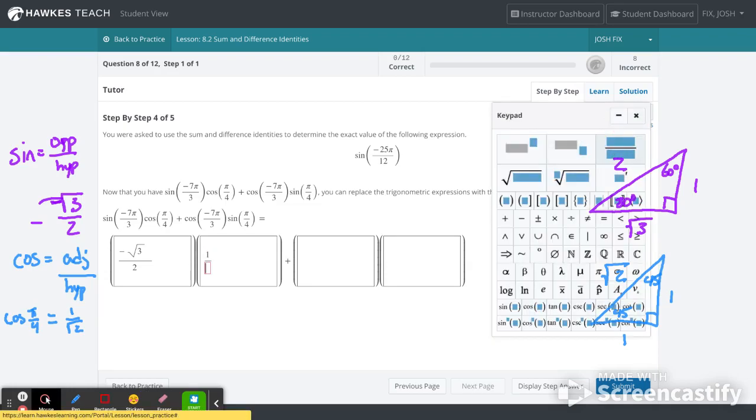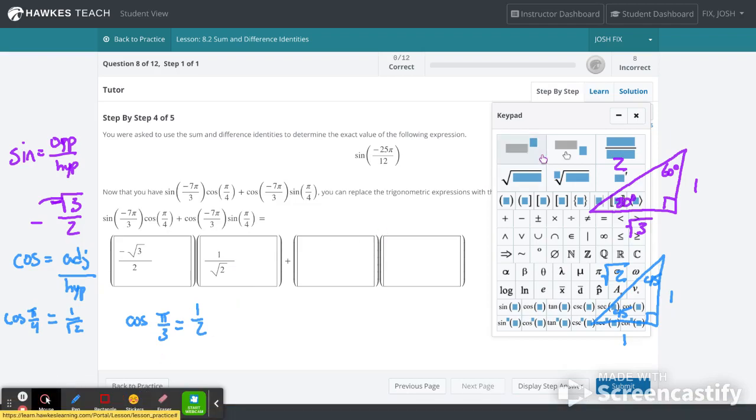So it'd be 1 over the square root of 2. Okay, then over here, now we're doing the cosine of the 60-degree angle. So we go back and we're doing the cosine of pi over 3, or negative 7 pi over 3. And so we look at this guy, and the cosine would be adjacent, so that'd be 1 over 2. All right, so that would be 1 over 2. And so then we would put that guy right there.